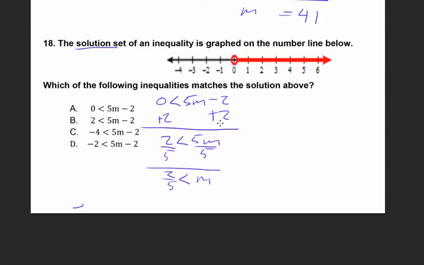For all of these, I'm going to do the same inverse operation, plus 2 and divide by 5. So I need to look over here and see which one can I add 2 to and then divide by 5 to get 0. Now, looking at answer choice D, if I add 2 to both sides, I'll get 0. And then dividing 0 by 5 still leaves me with 0. So D is the correct choice because it gives us the solution of m is greater than 0.